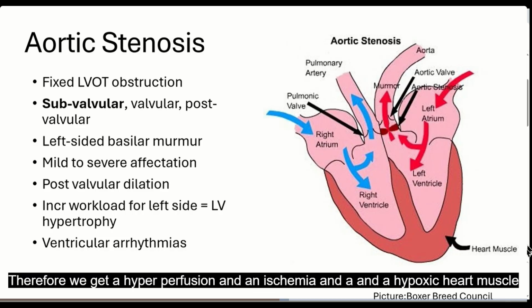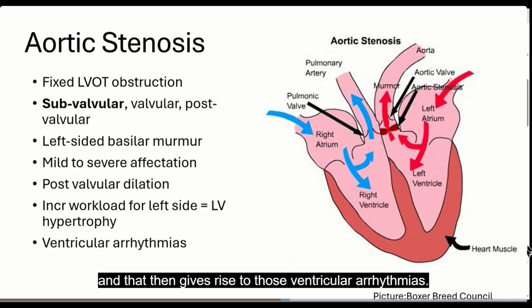Therefore, we get a hypoperfusion and an ischemia and a hypoxic heart muscle, and that then gives rise to those ventricular arrhythmias. So you'll see ventricular beats on an ECG strip. You'll hear an irregularity on your auscultation as these ventricular beats start to become apparent more and more.